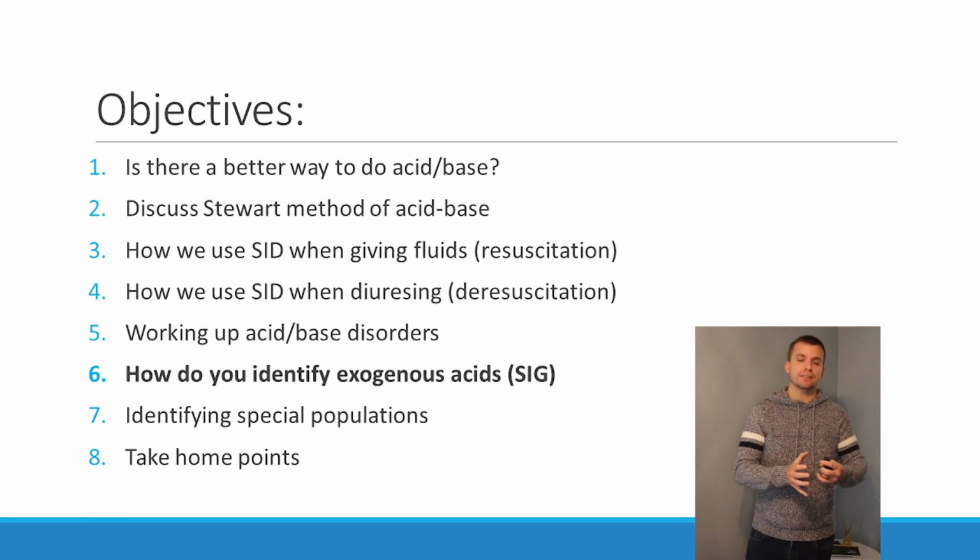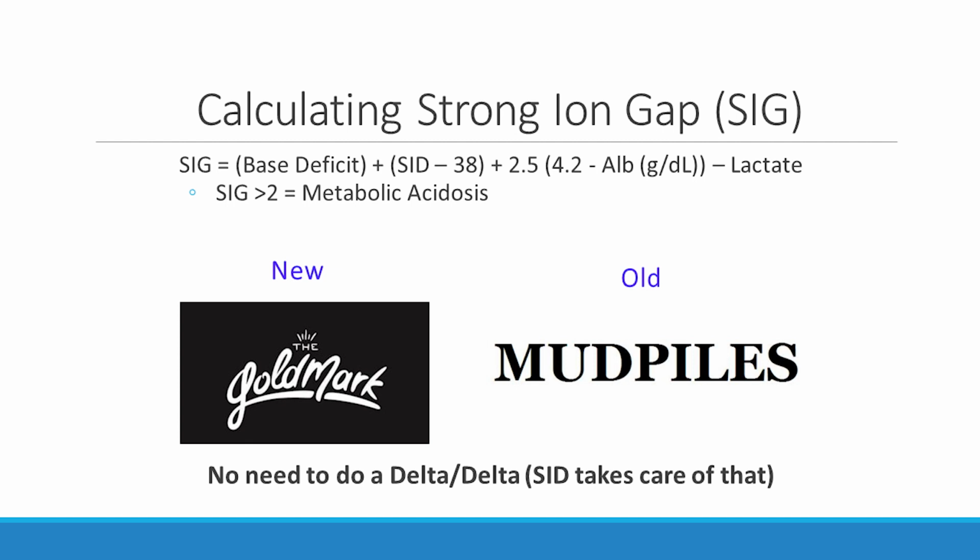Now, exogenous acids, right? All this has to do with acid-base within the body. How do you account for the exogenous acids that you're putting in? Instead of the anion gap metabolic acidosis calculation, where you're calculating the anion gap, you can actually calculate a strong ion gap. It's a more complicated formula. You're going to get base deficit plus SID minus 38, plus 2.5 times 4.2 minus your albumin, minus your lactate. And if it's greater than 2, then you have an exogenous acid, this kind of anion gap metabolic acidosis.